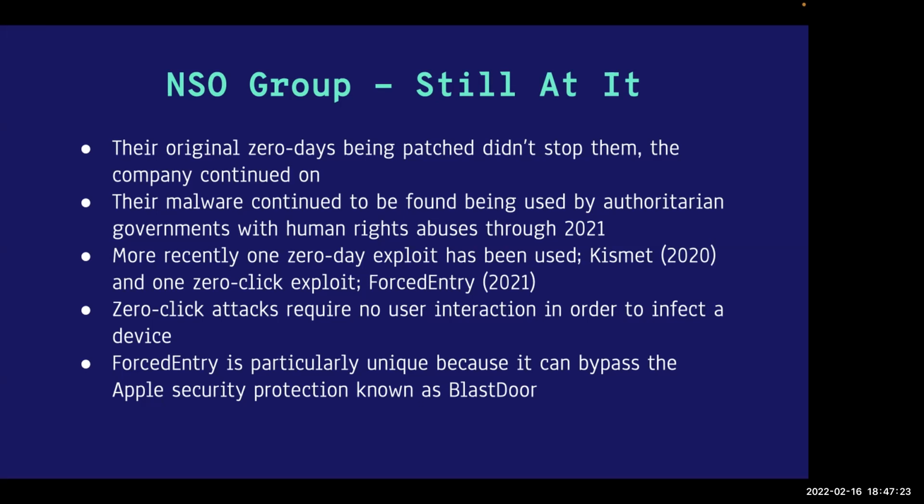But more recently, one zero-day exploit has been used, which was called Kismet in 2020, and one zero-click exploit was used called Forced Entry in 2021, and probably still persisting to 2022 if you haven't updated your device yet, because it was as late as November, I think, when the first sample was found. The zero-click is the first one found being used by NSO Group, though, because the attack requires no user interaction at all to infect a device. And it's particularly unique because it can bypass the Apple security protection known as Blastdoor.